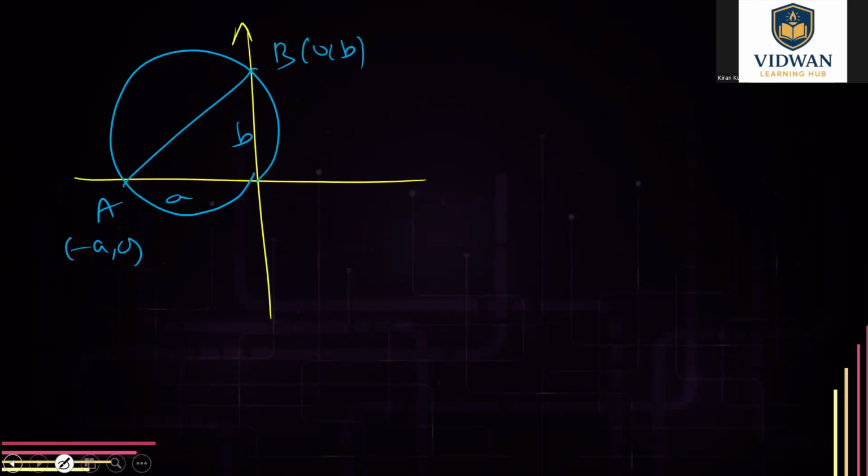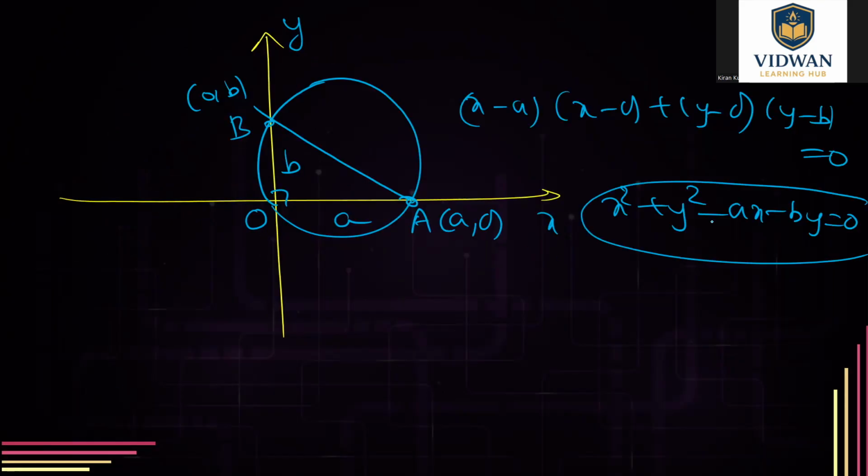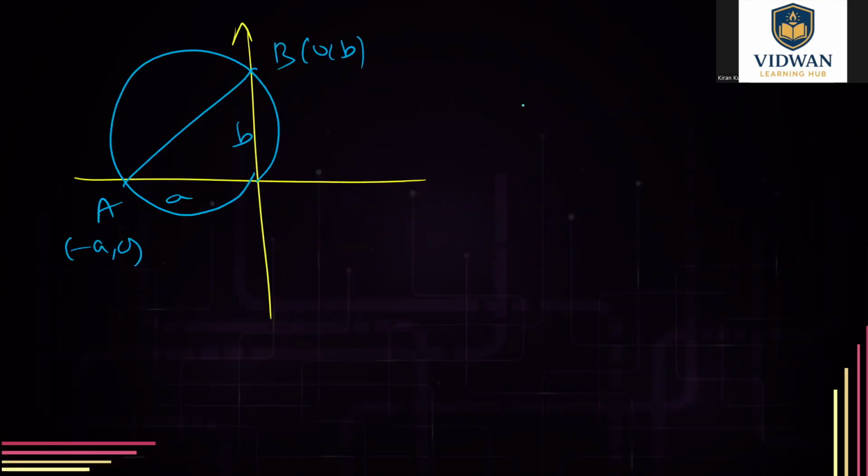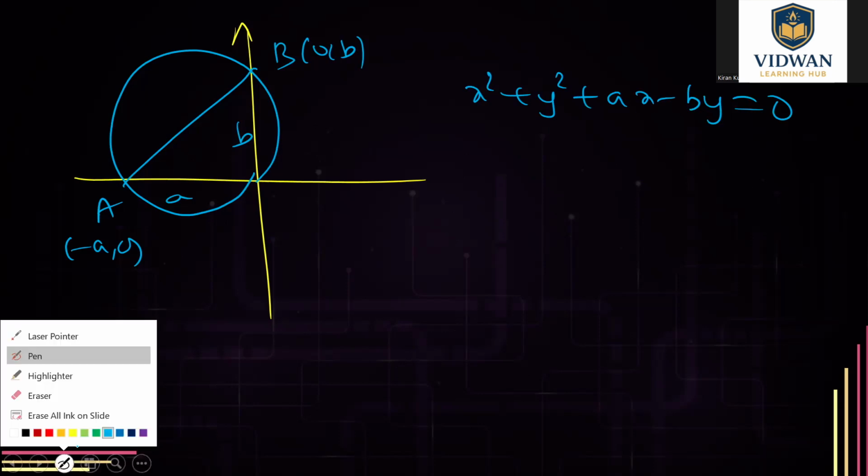So in the previous equation, that A got changed as minus A. So here you can make it plus AX. You can straight away write this will be x square plus y square plus AX minus BY equal to 0. Same way you write for the other quadrants.